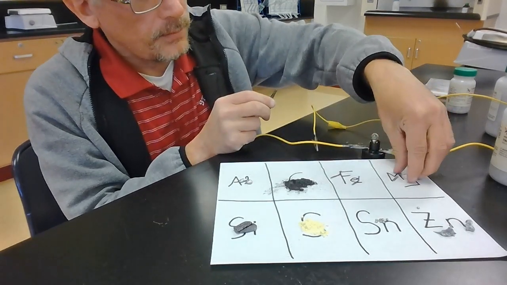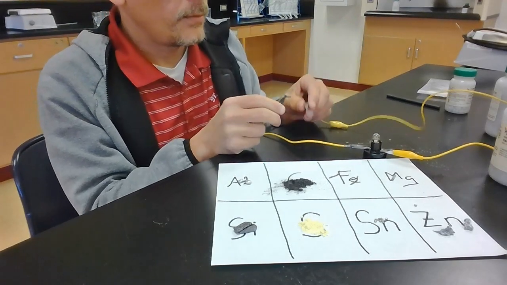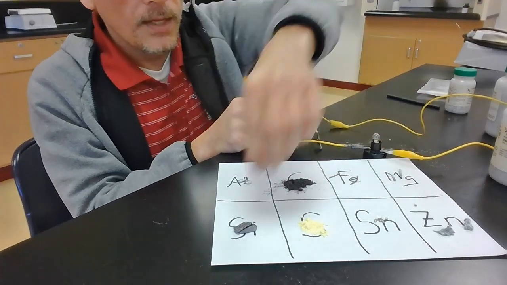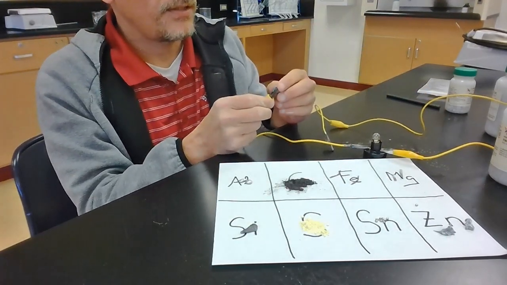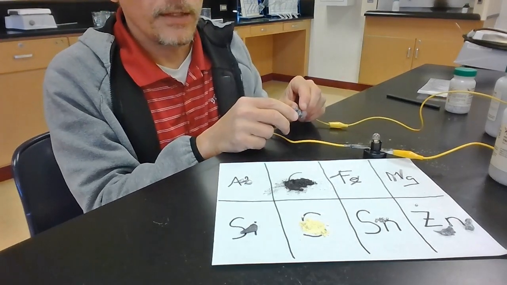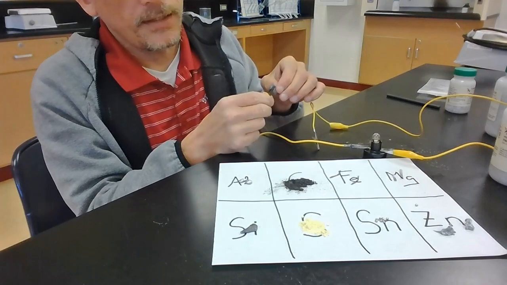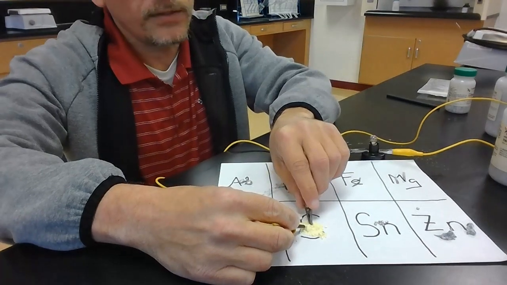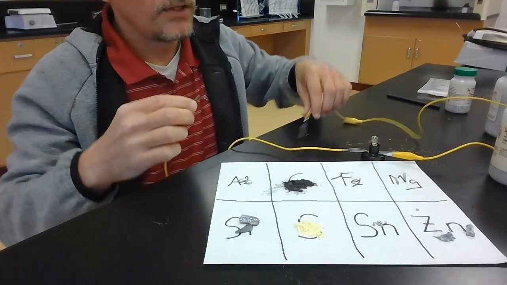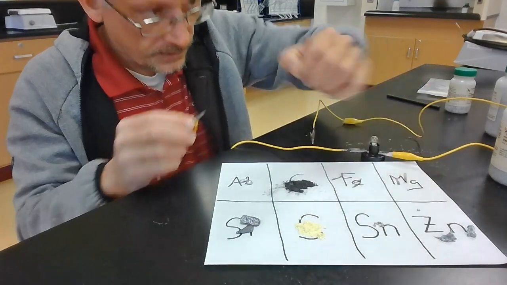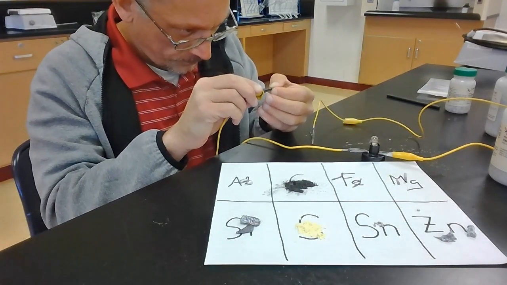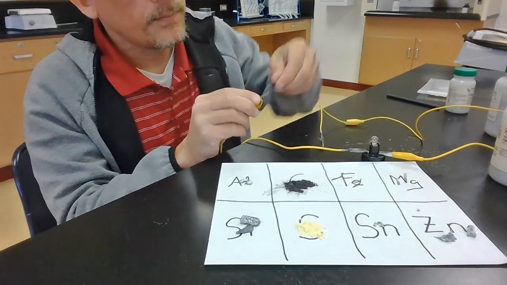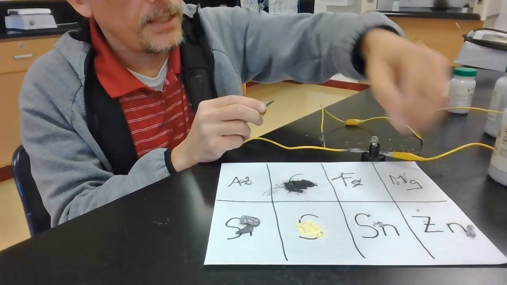What about magnesium? Some magnesium here. Magnesium conducts electricity. How about this silicon? Let's try this silicon. Oh, look at that, it does not conduct electricity. Silicon is not a conductor. Okay, we got some sulfur here, and sulfur is not going to conduct electricity. Sulfur is not a conductor. We got some tin, little bits of tin. Tin conducts electricity. And then finally my zinc.